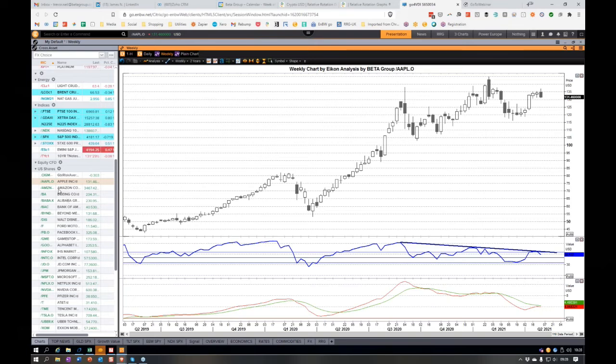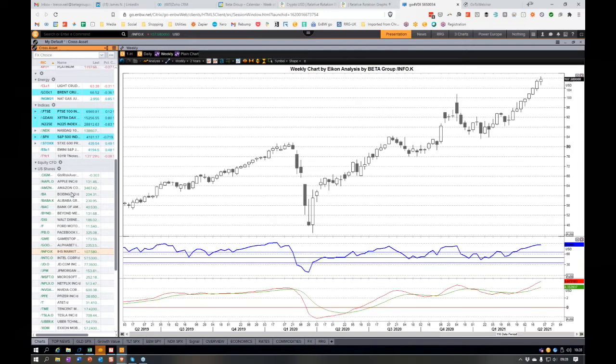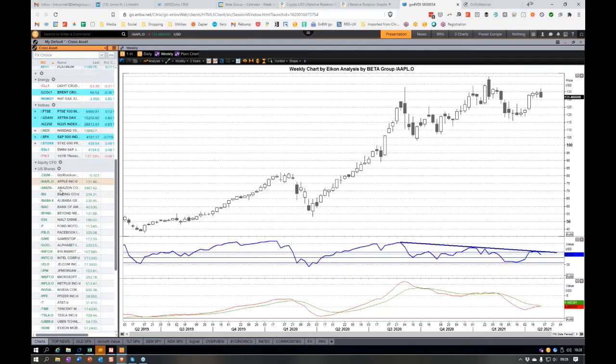The MACD is negative. Look at Google as well. Alphabet, where are we?